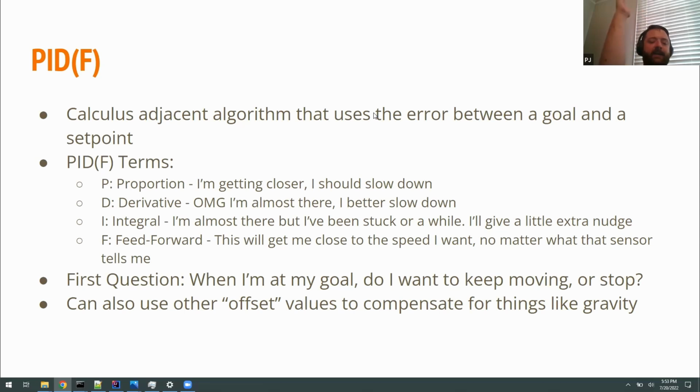So what if I had an arm like this? What kind of thing would we have to do to compensate for gravity there? Let's say this is 0 degrees and this is 90 degrees. You can think about our intake that we had on Girls of Steel this year.